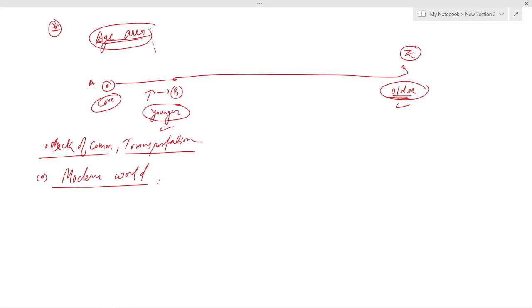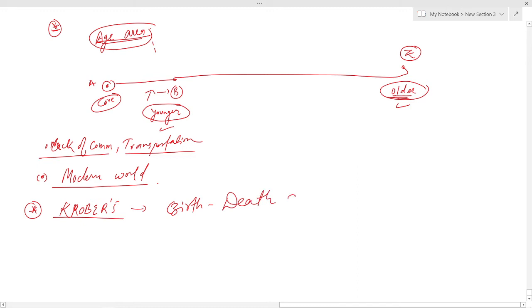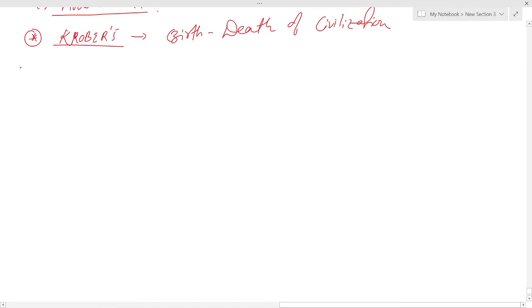Now the last topic here is A.L. Kroeber, Birth and Death of Civilization. Kroeber made use of the diffusion model and gave a new approach to the concept of cultural area. He was more interested in understanding the macro changes.